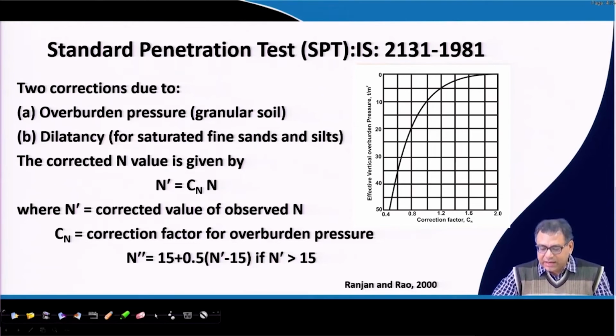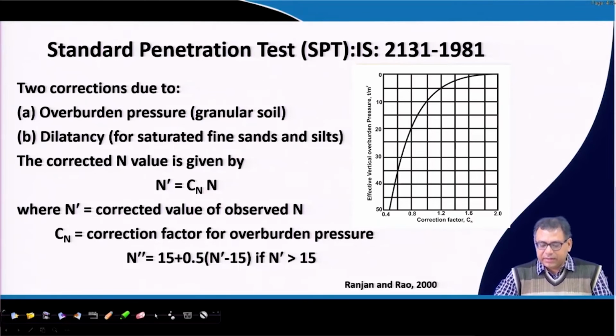So, you can see the IS code recommends to use a chart. This is the correction factor Cn, and here is the effective vertical overburden pressure. Effective means it is effective, it is not total. So, effective vertical overburden pressure in ton per meter square. You can see that if it is 10 ton, then no correction is required, because your correction factor is 1.